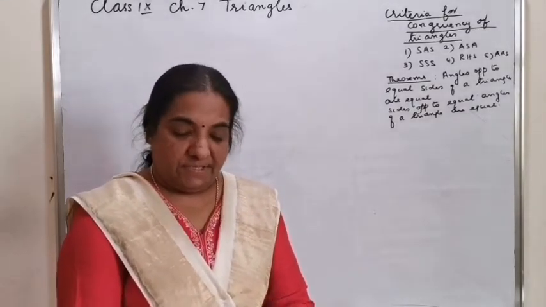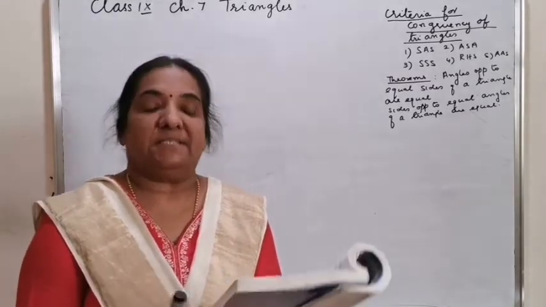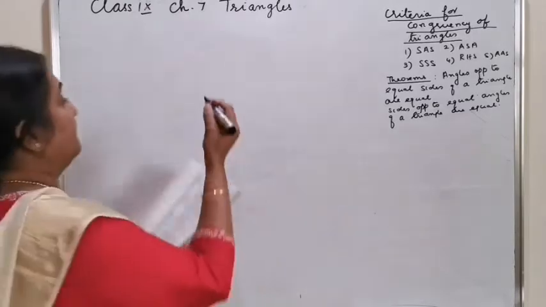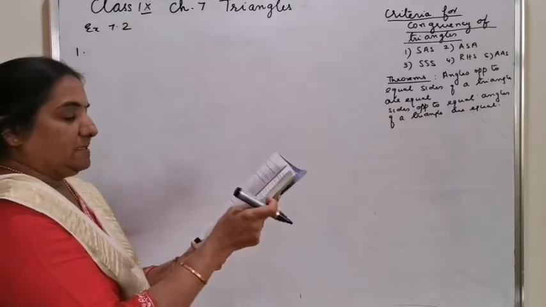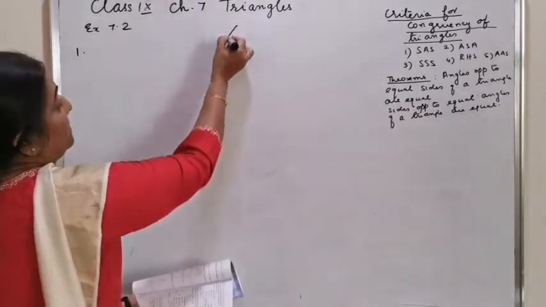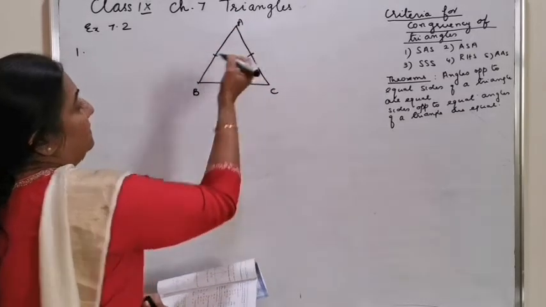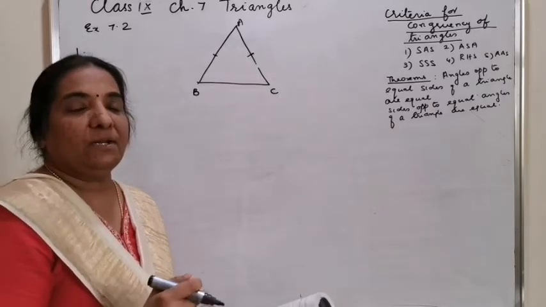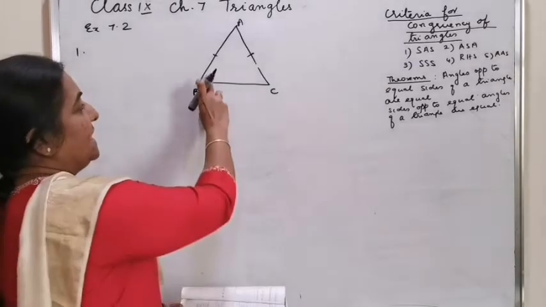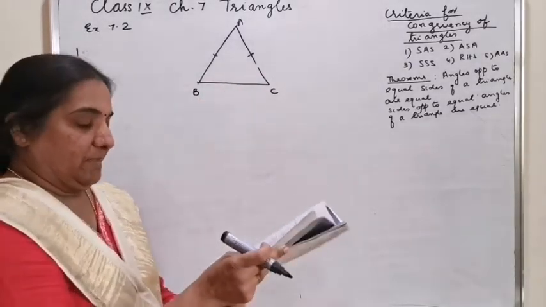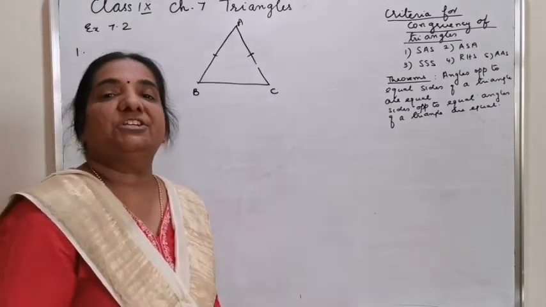The first question: Exercise 7.2, question number 1. In an isosceles triangle ABC with AB equal to AC, immediately when two sides are equal, angles opposite to equal sides are equal. Which are the angles opposite to it? Angle B and angle C. The bisectors of angle B and angle C intersect each other at O.